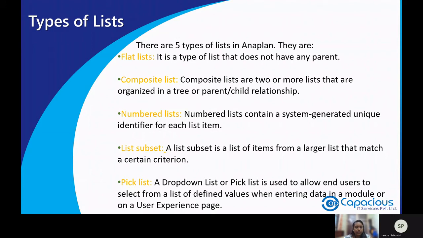Next is the pick list. A pick list is used to allow end users to select from a list of defined values when entering data in a module on the UX page. It ensures data is entered consistently on the UX page, so we use the pick list as a drop-down in the user experience. These are the five major types of list in this Anaplan model.